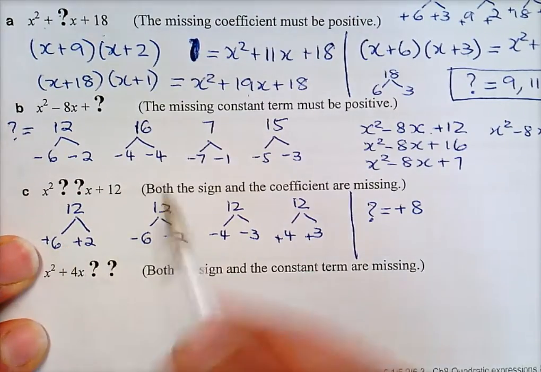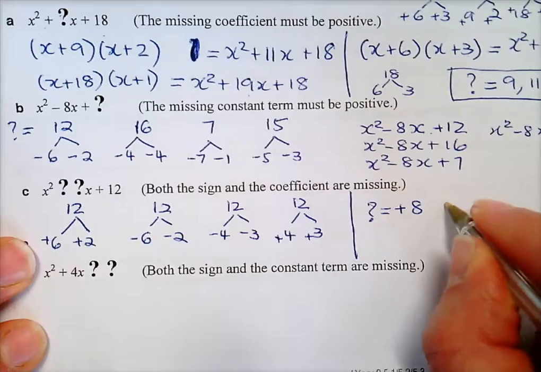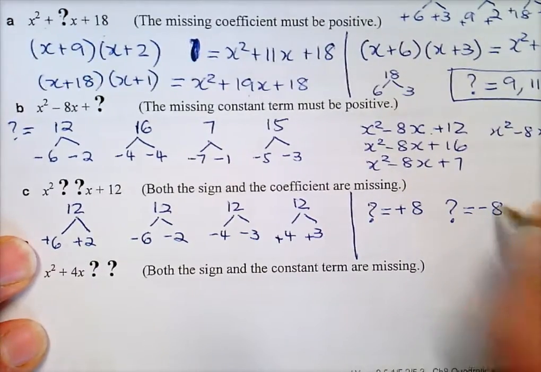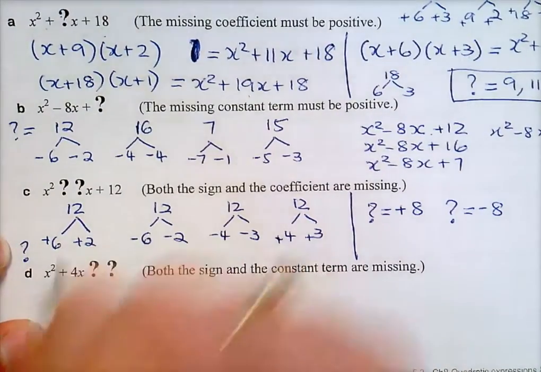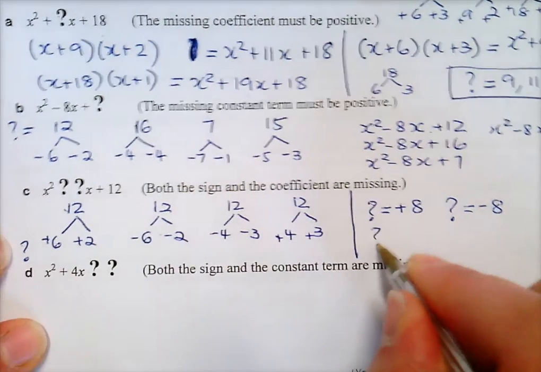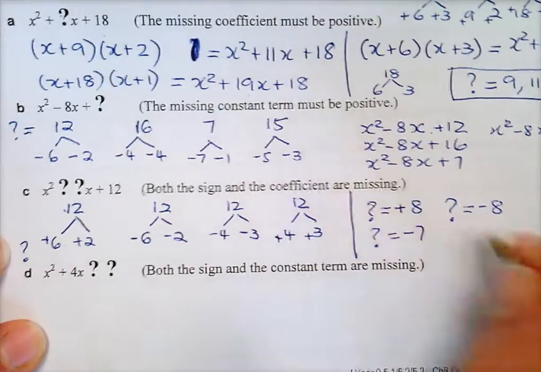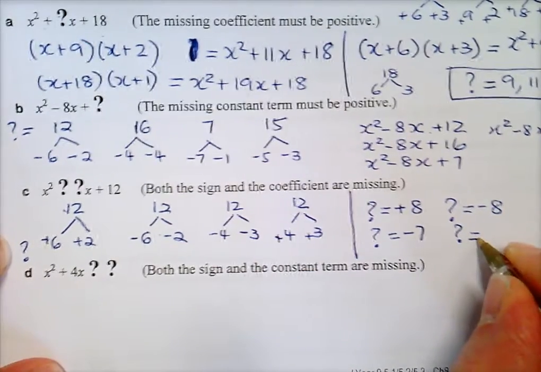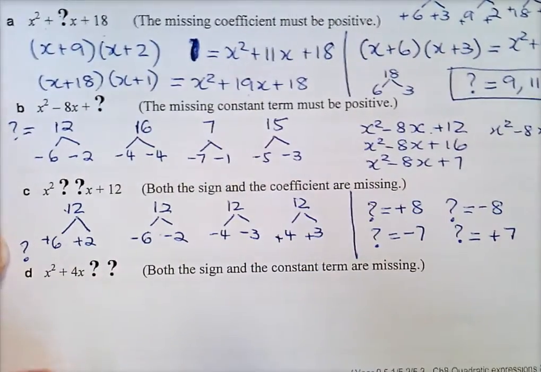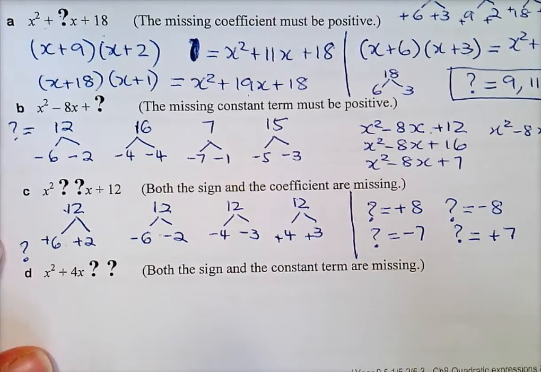Do you get what I'm saying? For the second one, the question mark would have been negative 8. So that's the first one, that's the second one. For the third one, the question mark would have been? And for the fourth one, the question mark would have been? Do you get the idea, girls?